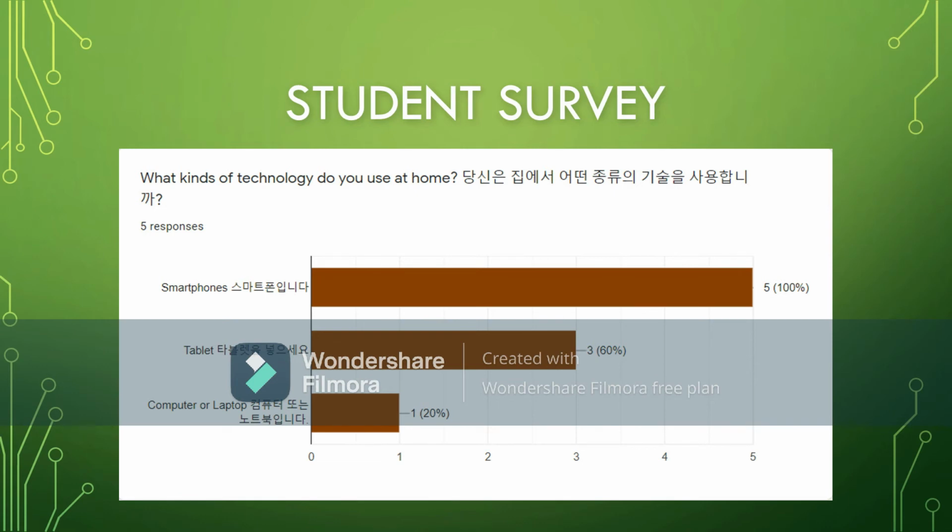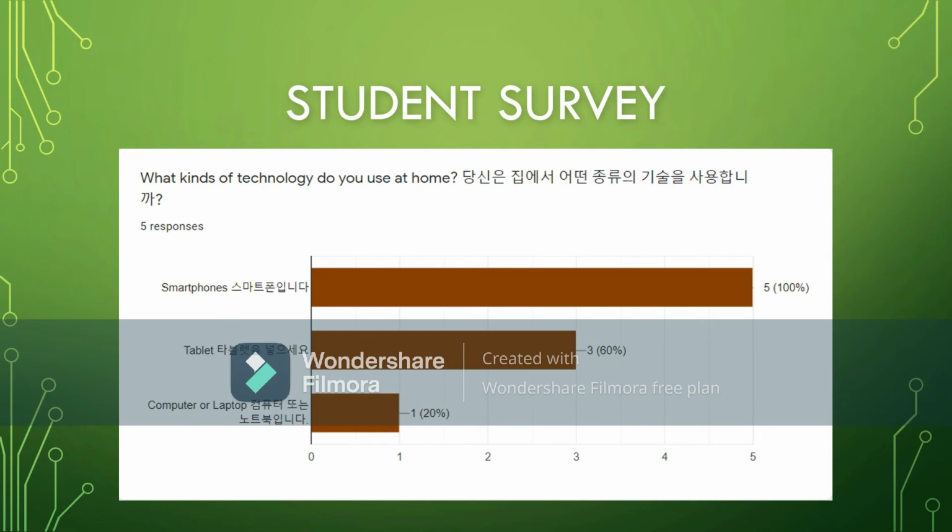When I asked what kind of technology do you use at home, well, I'm in the capital city of South Korea. It was no surprise to me that everyone reported smartphones and high-speed internet, and most of them said tablets as well. This is quite useful because if I am able to get permission from my director, I think sending home videos or review games could be quite beneficial.